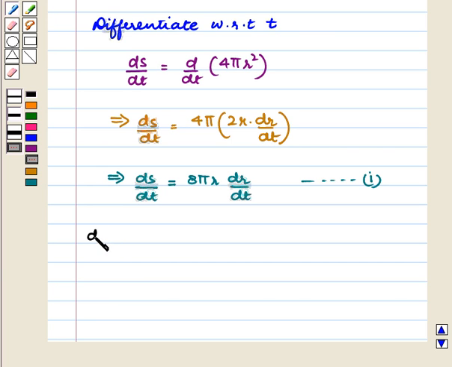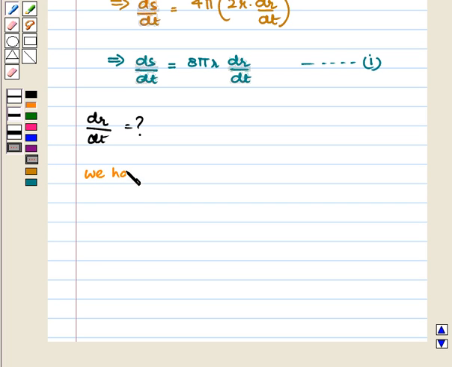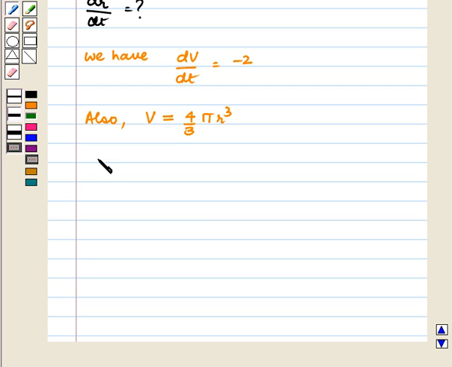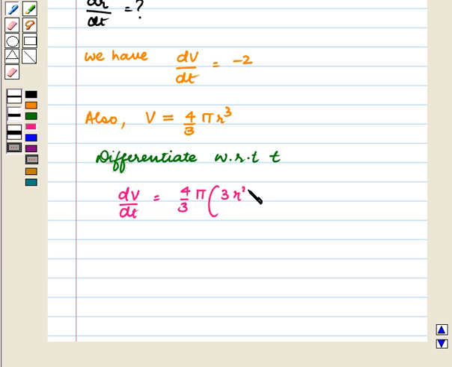Now we need to find the value of dr by dt. We have dV by dt is equal to minus 2. Also, we know that the volume of a sphere is equal to 4 by 3 pi r cube. Differentiating both sides with respect to t, we get dV by dt is equal to 4 by 3 pi into 3r squared dr by dt. That is, dV by dt is equal to 4 pi r square dr by dt.